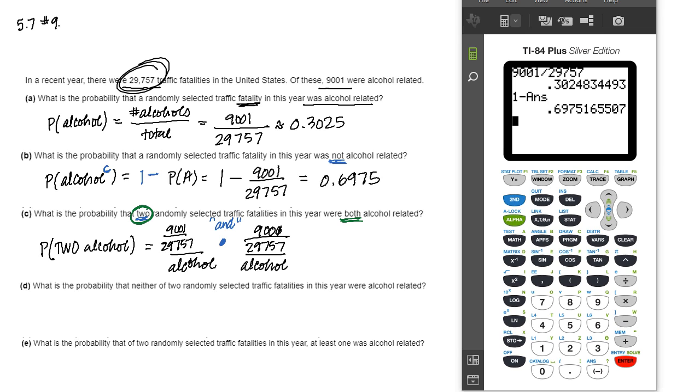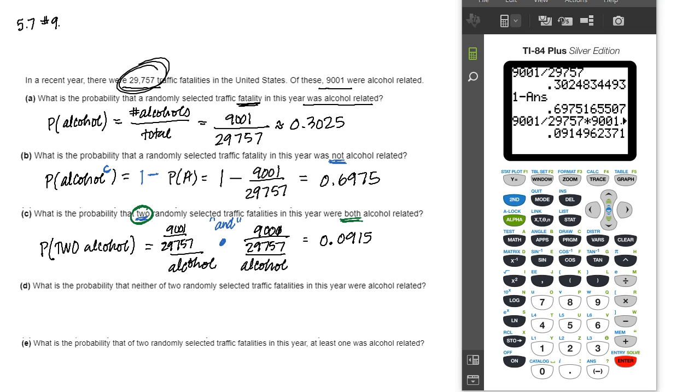And now the both. So we want that 9,001 divided by 29,757 times another 9,001 divided by 29,757. Probability is 0.0915 to 4 decimal places.